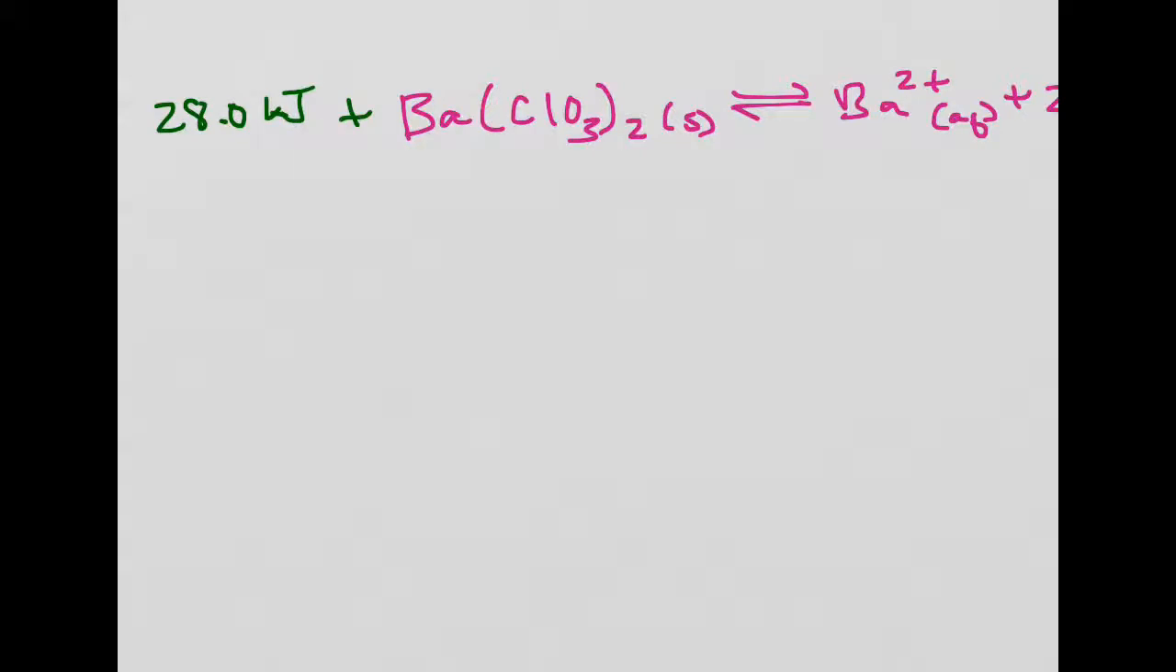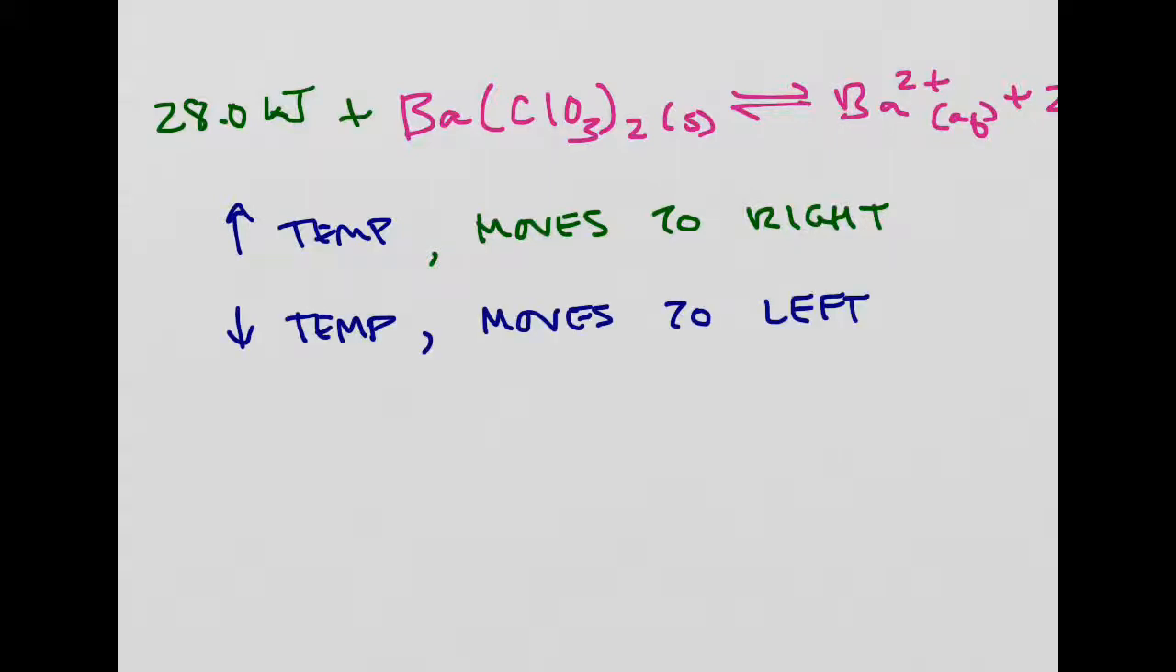So in this case, if I were to increase the temperature, it would be as if I were increasing the concentration of the energy on this side. So I think you can understand then that if I increase the temperature, this reaction is going to move towards the products or towards the right. And conversely, if I were to cool this, it would be like I was removing some of this heat, and as a result of that, in order to counteract that, it would move back to the left. And again, this only applies to an endothermic reaction.